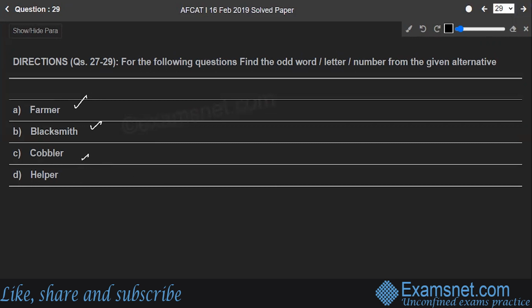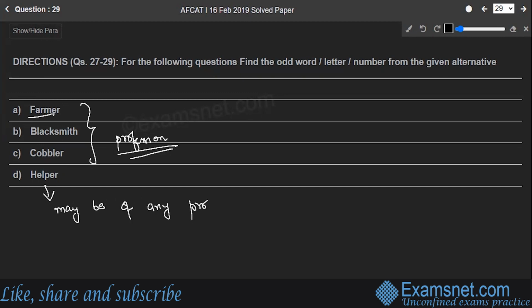Farmer, blacksmith, cobbler, helper. So farmer, blacksmith, cobbler, they are particular professionals. They possess a particular profession. Like farmer goes in the fields to grow the crops. Blacksmith, cobbler, they have their particular professions. But helper may be of any profession. So we have option D as our answer. Hope you're clear. Let's move to the next question.